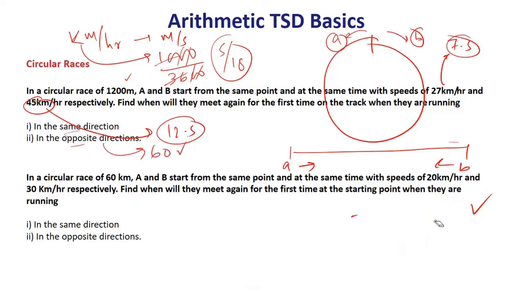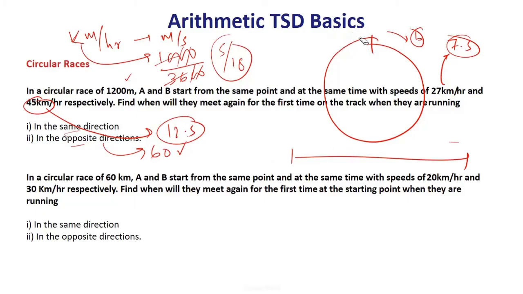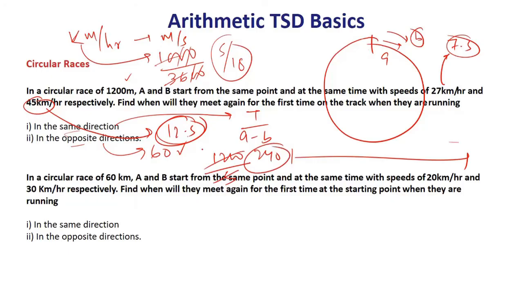Now let's take another case when they are moving in the same direction. What you'll have to do is similarly, like you've done in the first case, T upon A minus B. So that becomes 1200 upon 12.5 minus 7.5, that is 5, so 240.